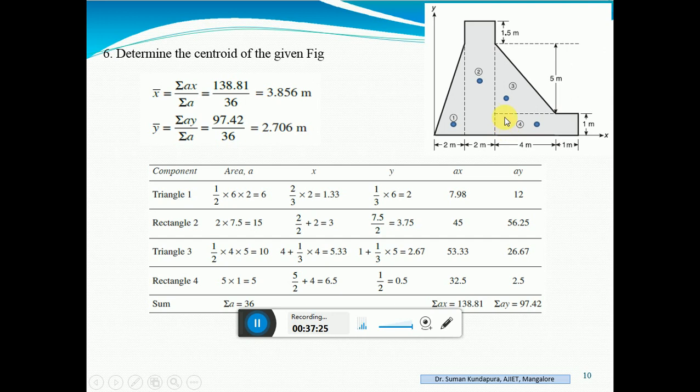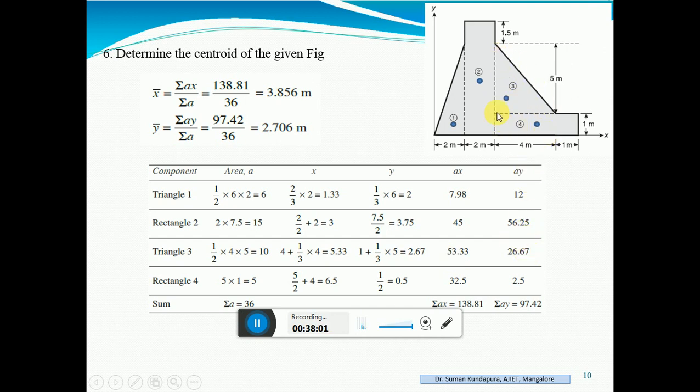Y distance from the x axis, that is this component of the triangle, this distance of the triangle is 1 meter plus 1/3 of this distance. This triangle's CG is lying over here. So you have to add 1 plus 1/3 of 5. It becomes 2.67. So multiply this area into x, area into y, ax and ay for the triangle.